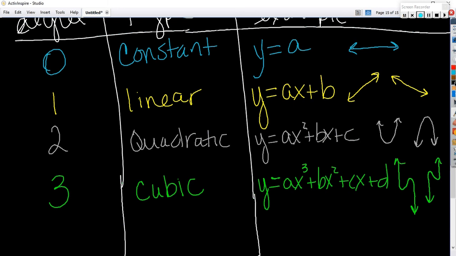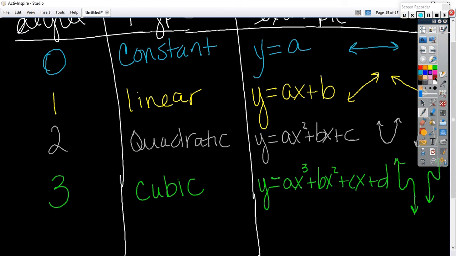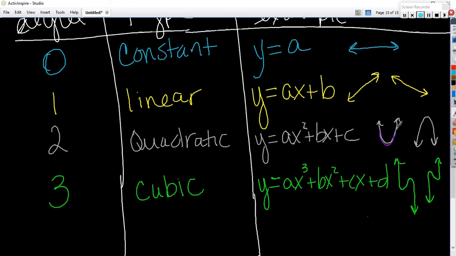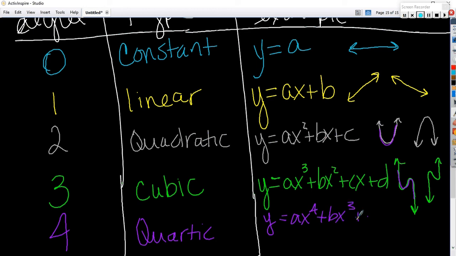Last one. If you notice what's happening as we go through these, I'm kind of adding another hump here, okay? So when I get to a degree of 4, this is what we call a quartic. Quartic. Think quarter. ax to the 4th plus bx cubed plus cx squared plus dx plus e.